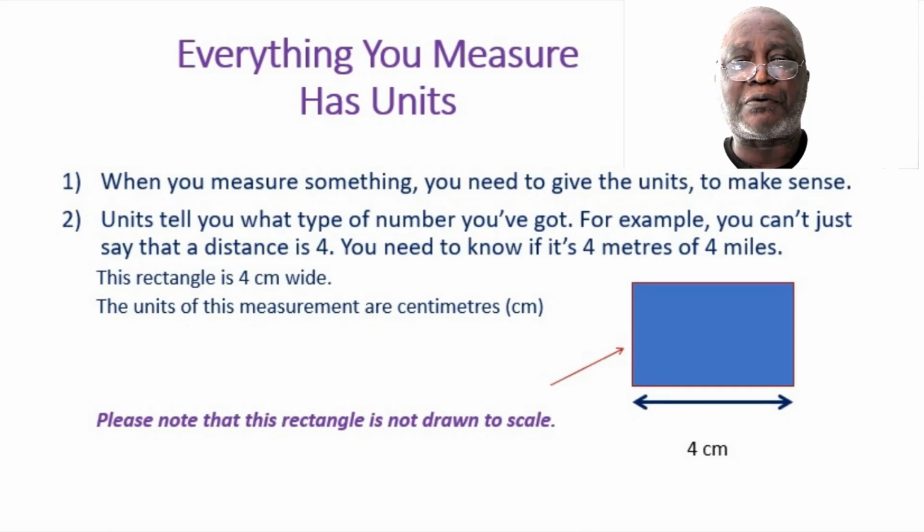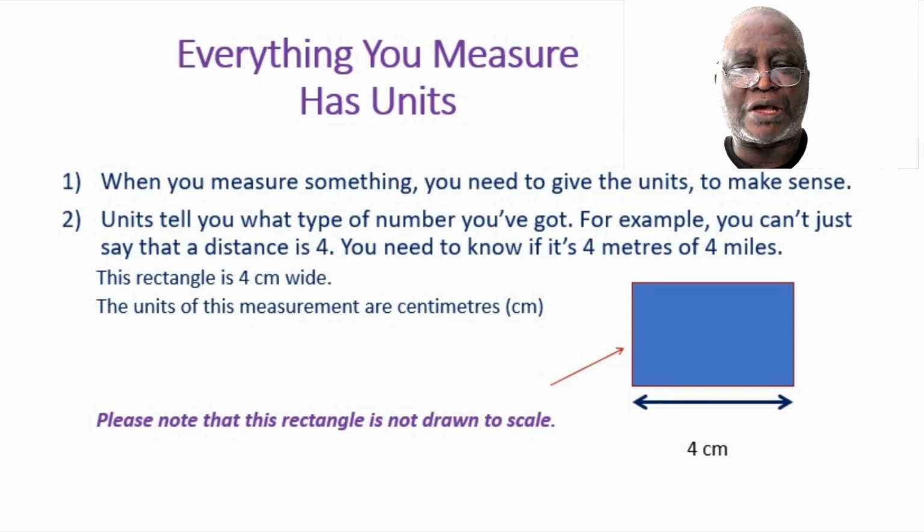Unit tells you what type of number you've got. For example, you can't say that a distance is 4. For what? You need to know if it's 4 meters or 4 miles. You cannot say my height is 6. 6 what? Because you'll be torn between 6 foot or 6 meters? That would be ridiculous, wouldn't it? But still, you know what I mean.